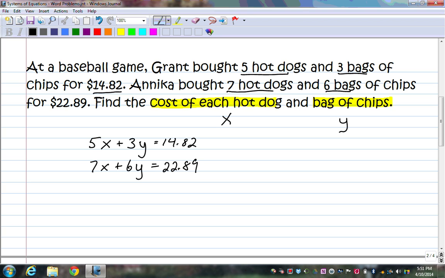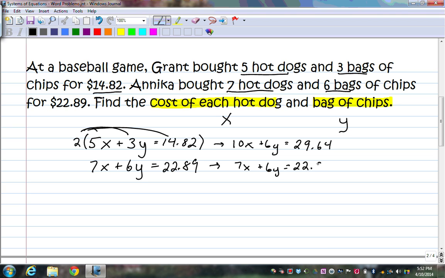And what I'm going to do is take the first equation and multiply by 2 so that I get rid of my y's. So I'm going to take this entire equation and multiply by 2. Remember that when I multiply, I have to distribute to everything on the inside. So this will become 10x, and then 2 times that 3y, I get plus 6y, is equal to 2 times 1482 is 2964. I did not do that mentally. I had that written down. Okay. This one then stays exactly the same. I didn't multiply it by anything, so I just have 7x plus 6y is equal to 2289.